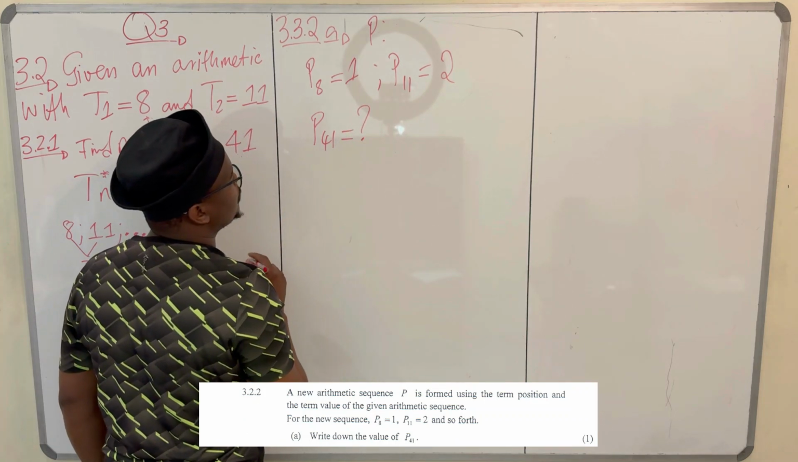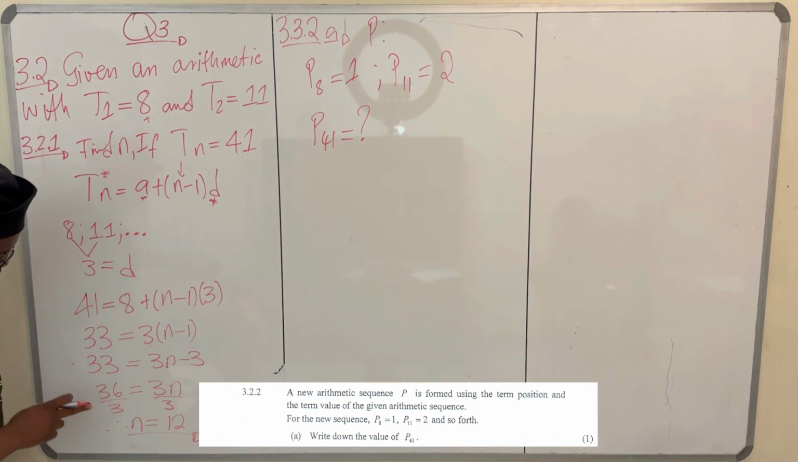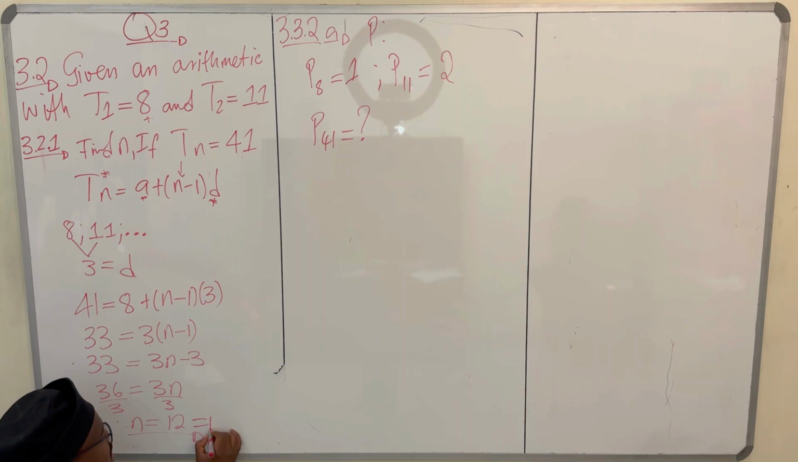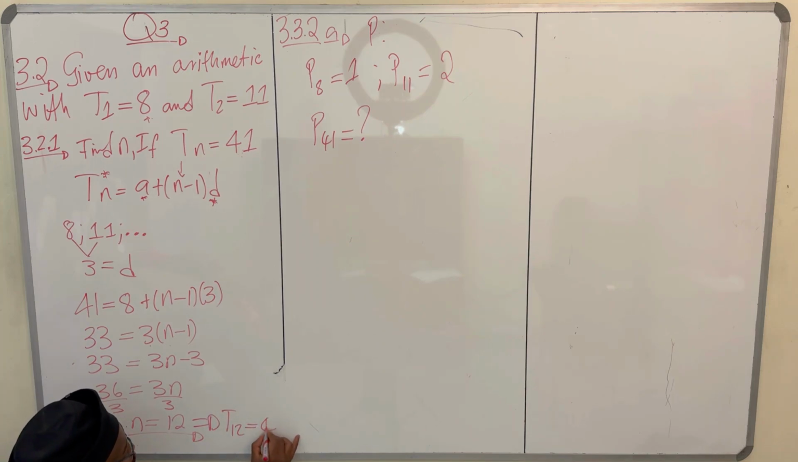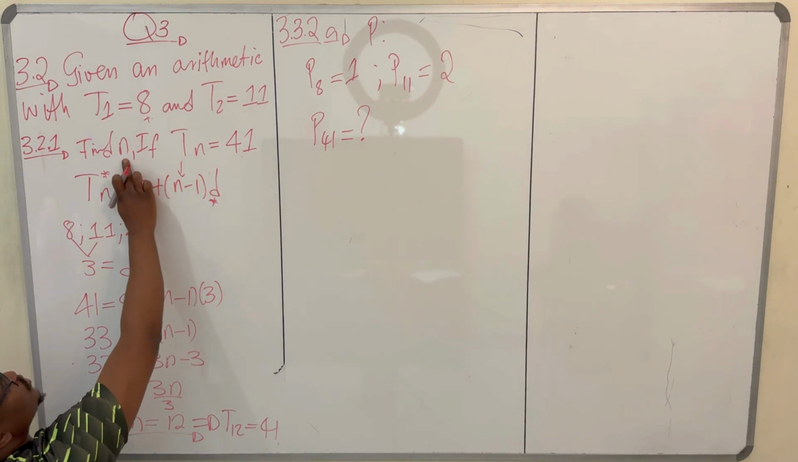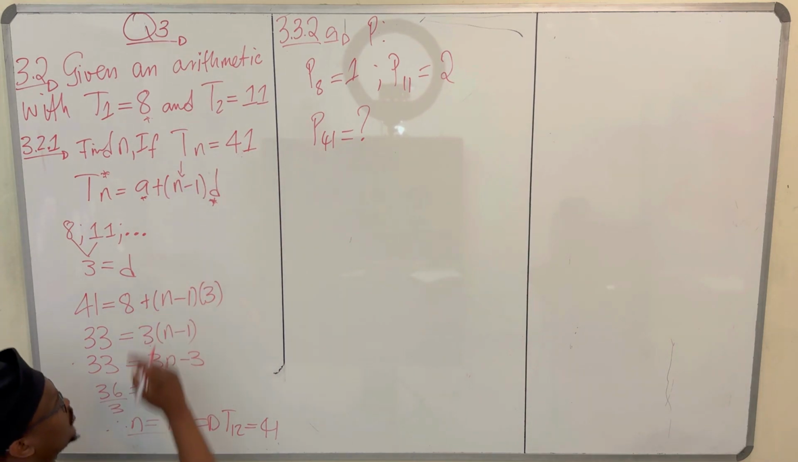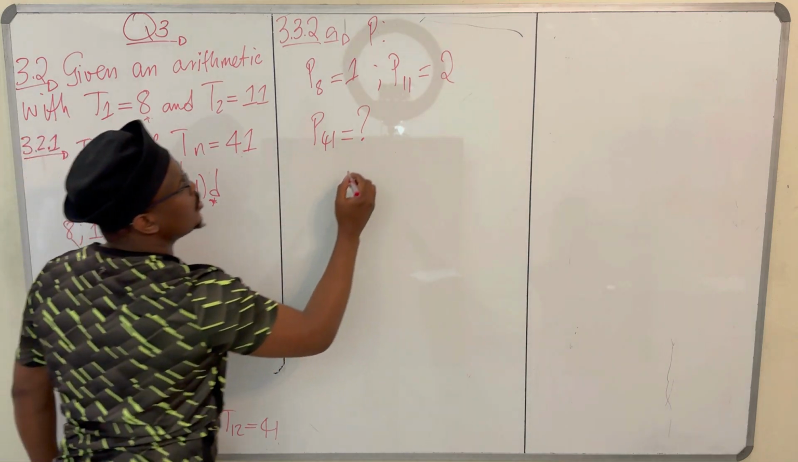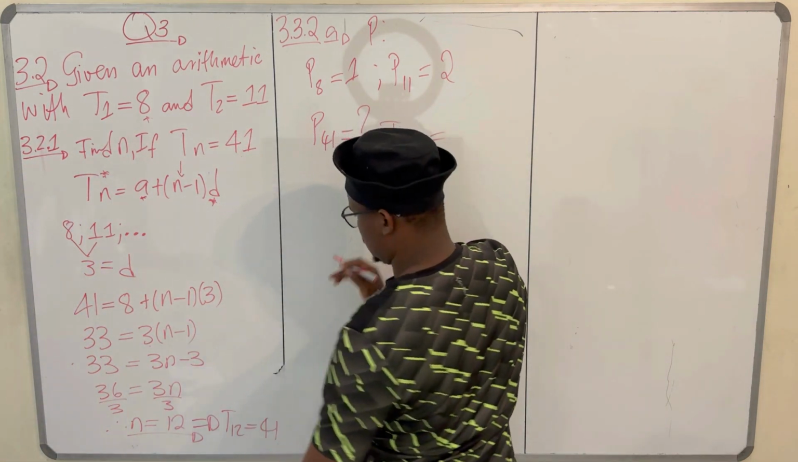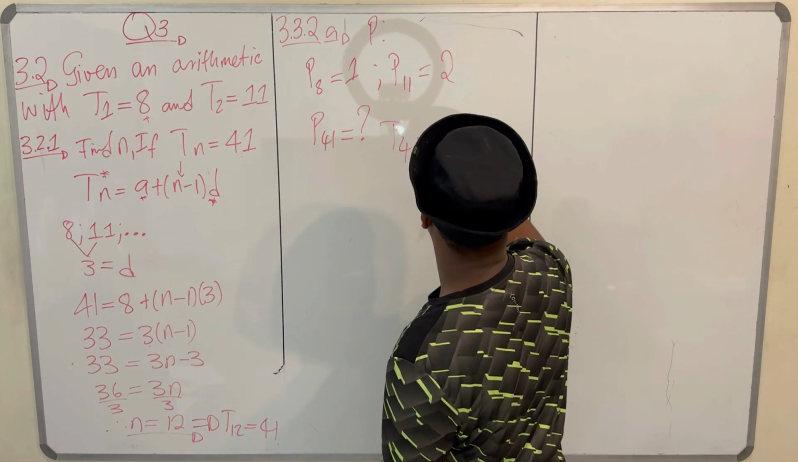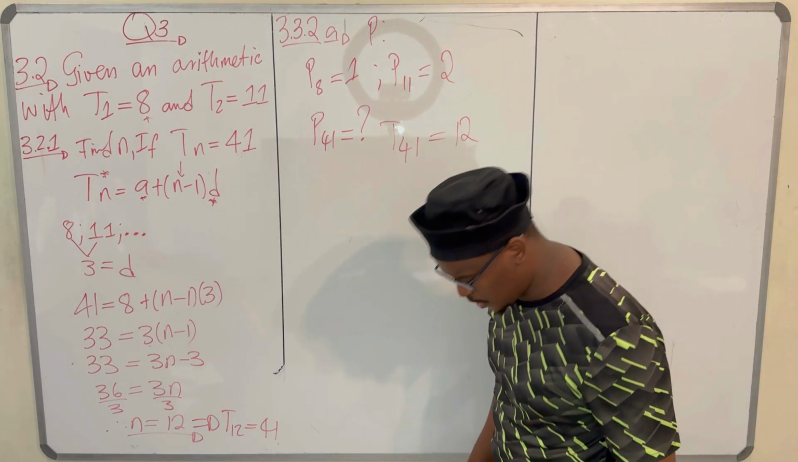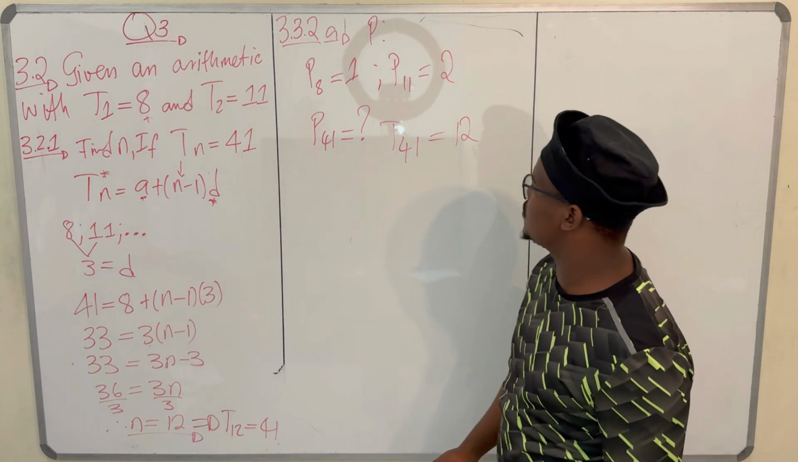What is P41? On the previous question, we found that n is equal to 12, the value of n. What does this mean? It means that your T12 is equal to 41, which means that the value of n is 12. So if they want T41, we know these things are swapped around, so your T41 should be equal to 12. Just switch these things around the way they did. And we're done with the first one.